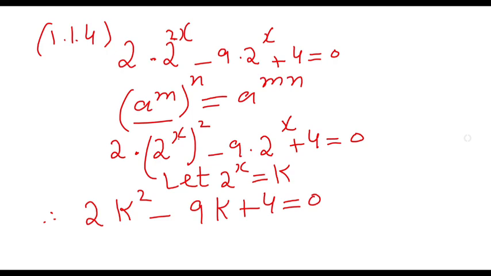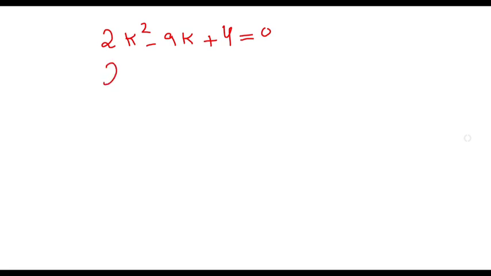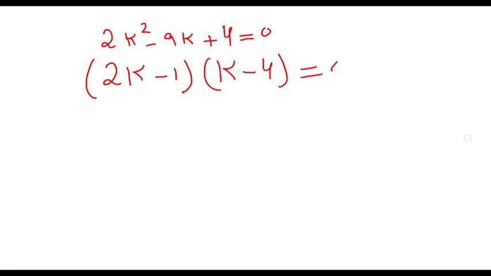So now we're going to solve the quadratic equation. So I'm going to factorize: (2k - 1)(k - 4) = 0. Now I'm going to solve for k.